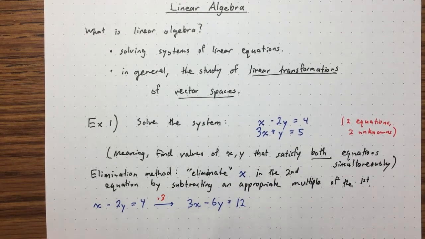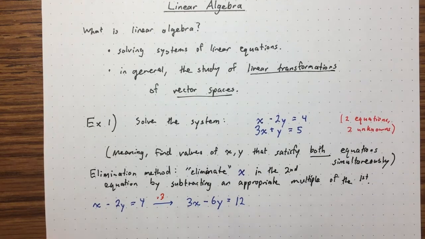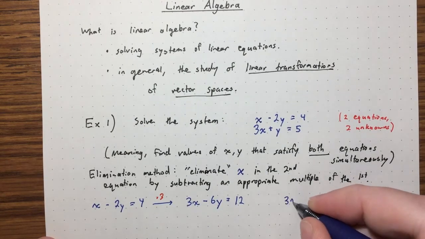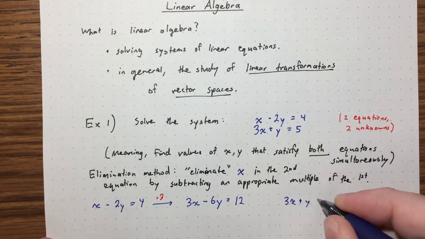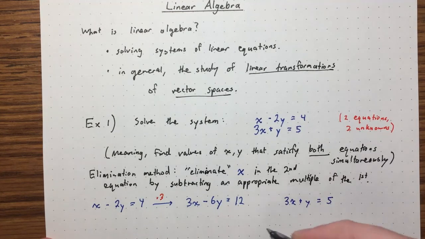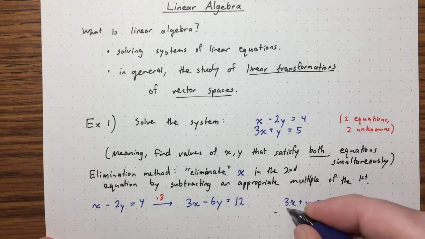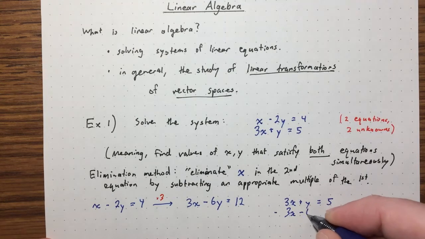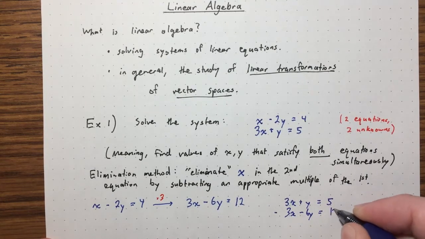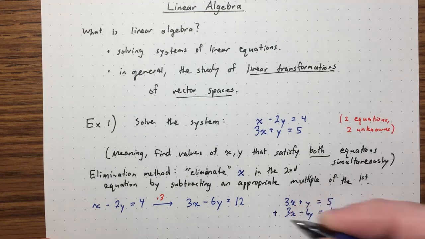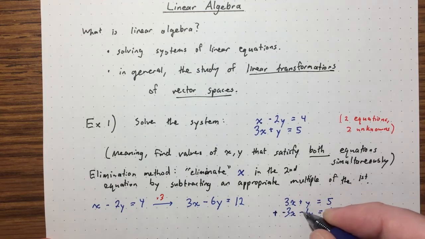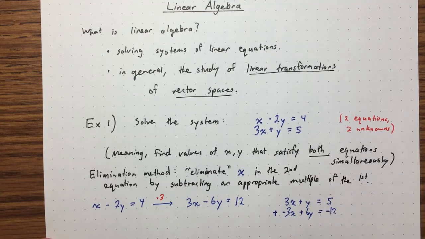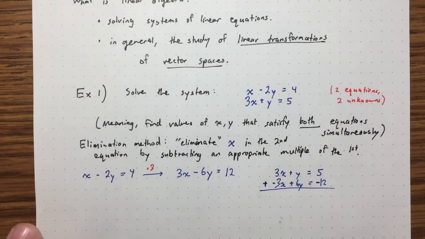Now, what am I going to do with this? I'm going to take our second equation here, and I'm going to subtract this one. That's the same as adding a negative, so maybe I'll do plus minus 3x plus 6y equals negative 12. I'm going to add these two equations.